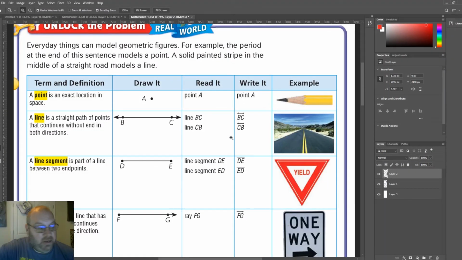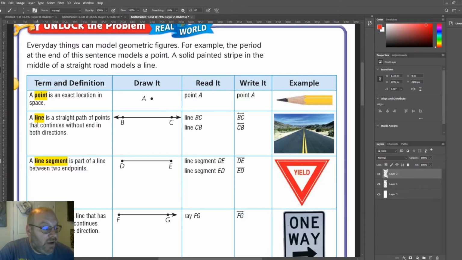So on that first page, we have a point. It's just a dot. It's just a point. It's easy enough. I don't think I need any explanation on a point. It's a period, a point. The next thing is a line.